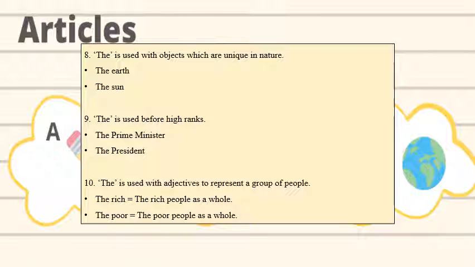Then we use the to represent a whole group of people. The rich means the whole group of rich people. The poor means the whole group of poor people.